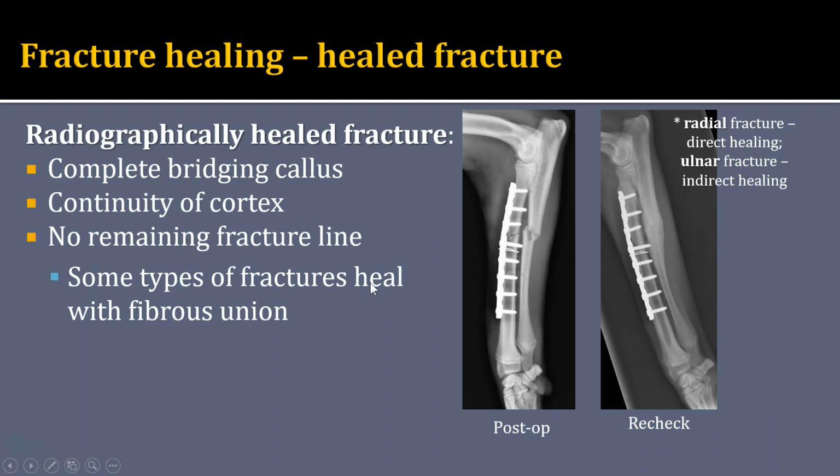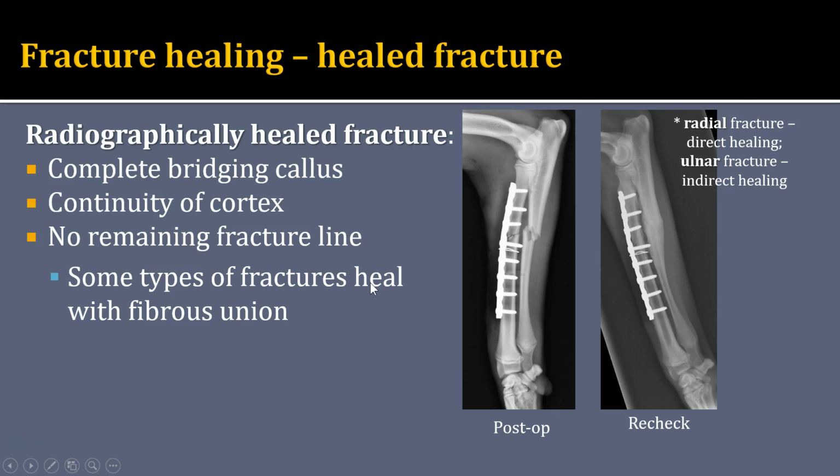So it takes us into a discussion of how do we know if a fracture is healed. When we are looking at radiographs, a radiographically healed fracture will have complete bridging callus. And remember that callus is not only periosteal, but could be endosteal or both. And we will have continuity of the cortex and no remaining fracture line.